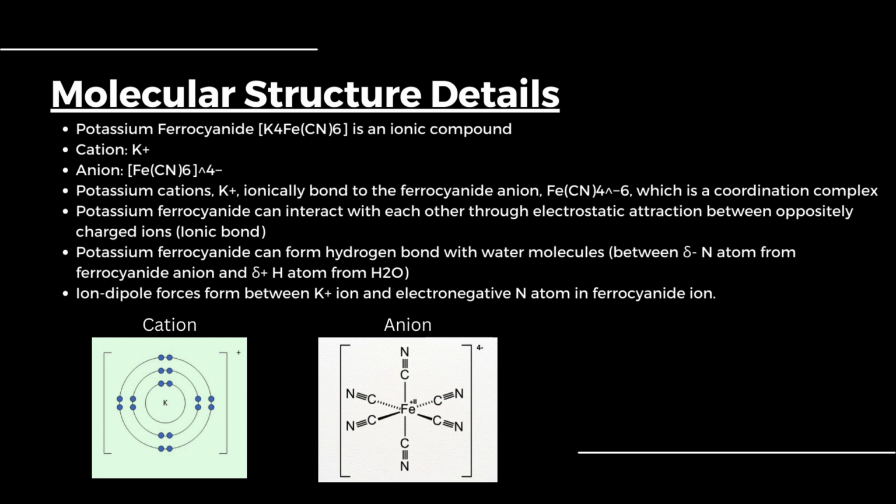The molecular structure details: potassium ferrocyanide consists of the cation, potassium ion, and the anion, ferrocyanide ion. The potassium cations are ionically bound to the ferrocyanide anion, which is a coordination complex. They can interact with each other through electrostatic attraction between the oppositely charged ions, and can form hydrogen bonds with water molecules between the electronegative nitrogen atom from the ferrocyanide anion and the electropositive H atom from H2O molecules. Ion-dipole forces form between the K+ ion and the electronegative N atom in the ferrocyanide ion.